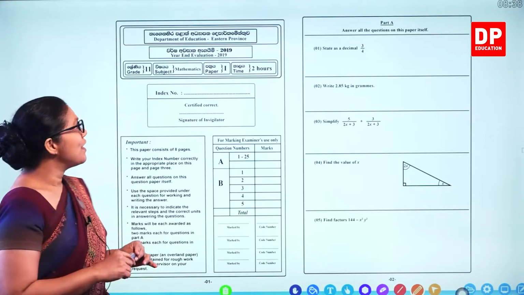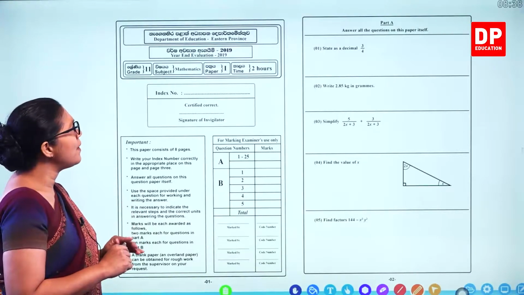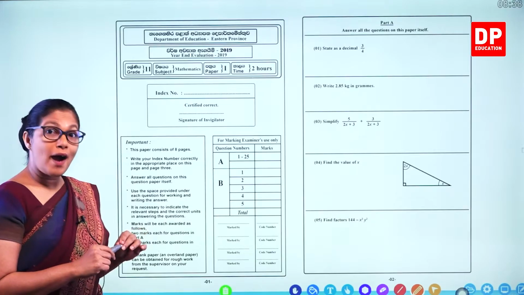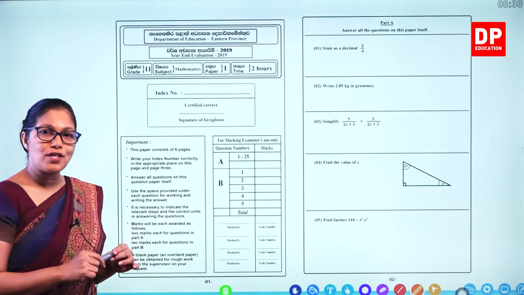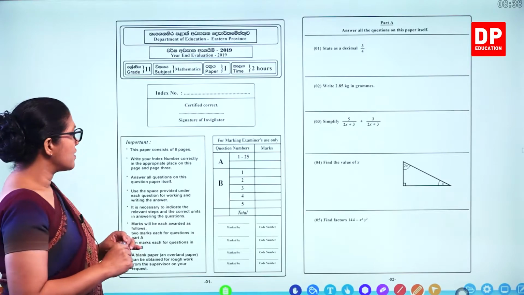Hello students, today I am going to do the Year-End Evaluation 2019, Department of Education Eastern Province paper. So this is the first paper, you get 2 hours. You already know there are 2 parts in the paper, part A and part B. Part A has 25 short questions and part B has 5 long questions.